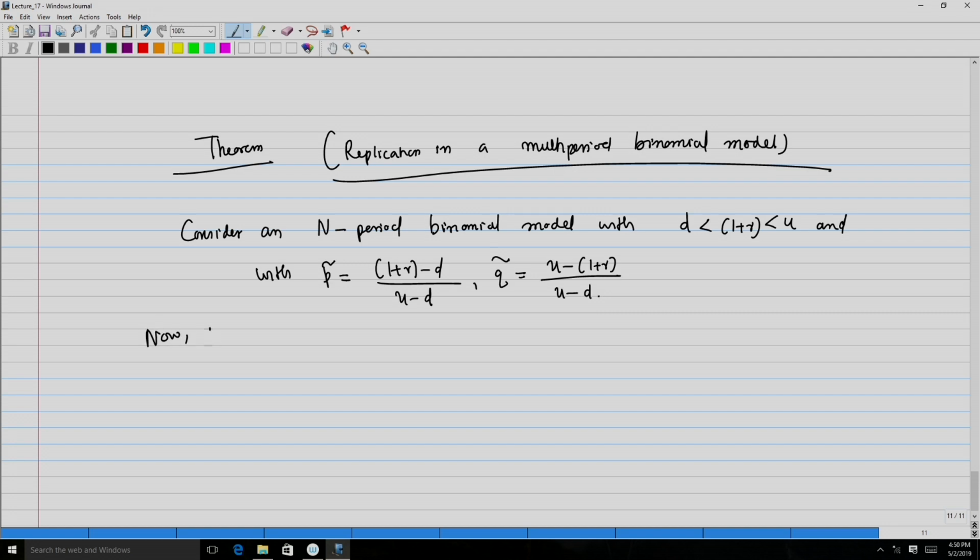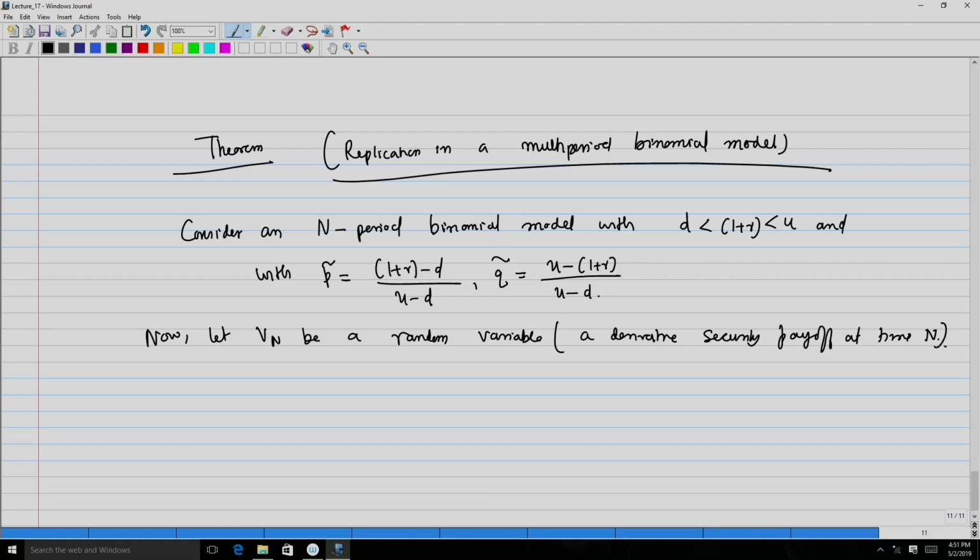So, now let V n be a random variable. This is a derivative security payoff at time n, and this V n depends on the first n coin tosses, and we will denote these n coin tosses as omega 1, omega 2 all the way to omega n, where each of those omegas can either be a head or a tail.